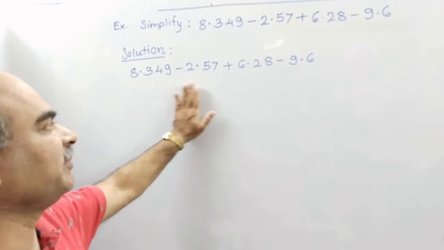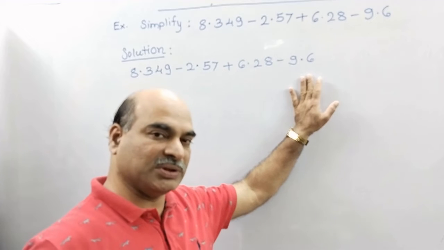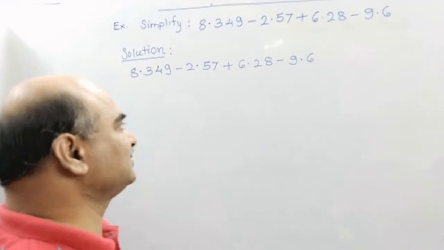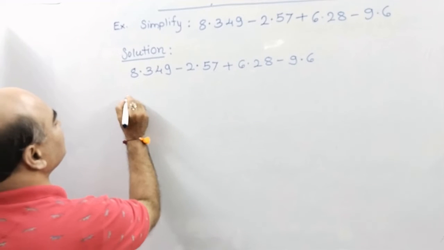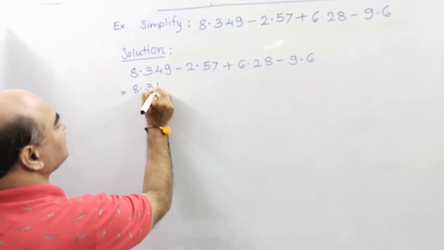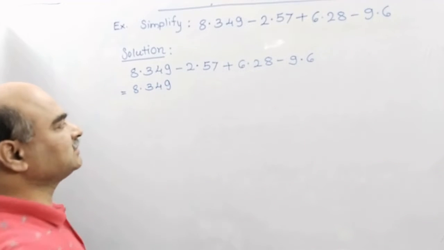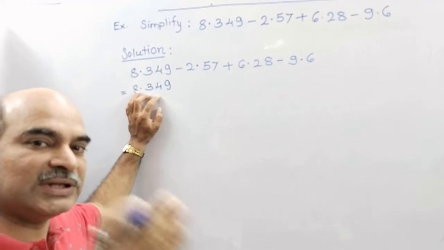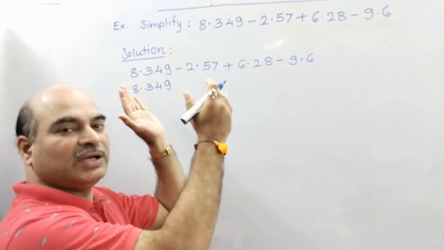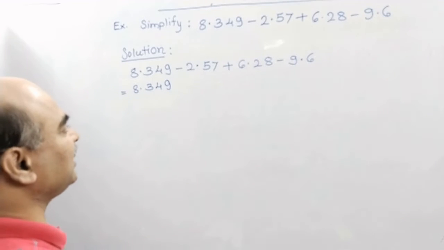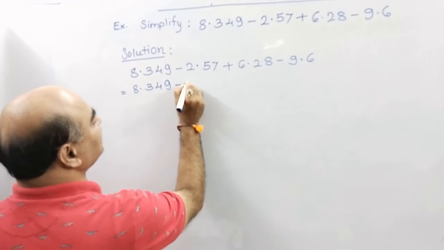Now if you observe the decimals, they are not like decimals. So first of all, we have to convert them into like decimals. The maximum number of decimal places is in 8.349, which has 3 decimal places. So every decimal should have 3 decimal places, then they will become like decimals.